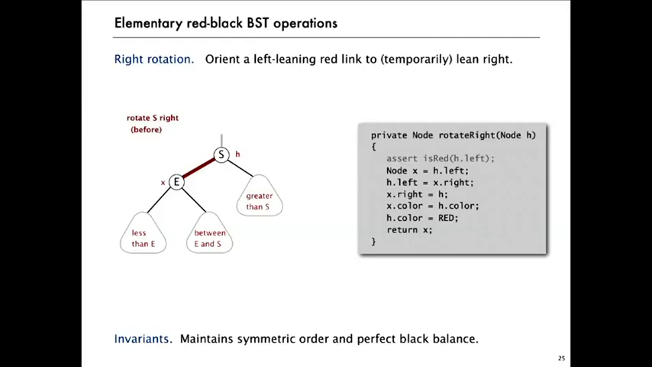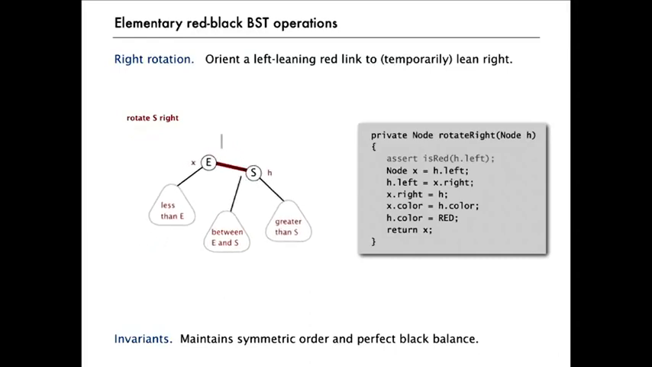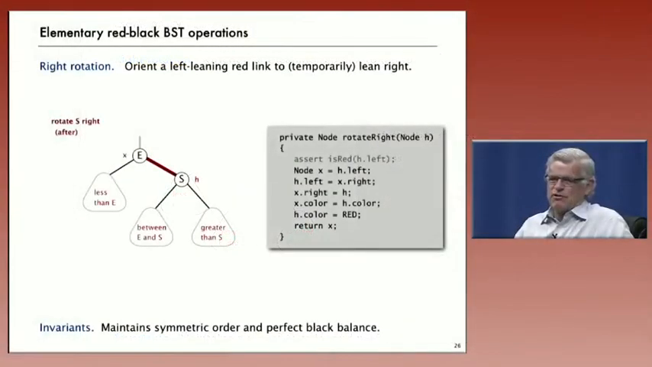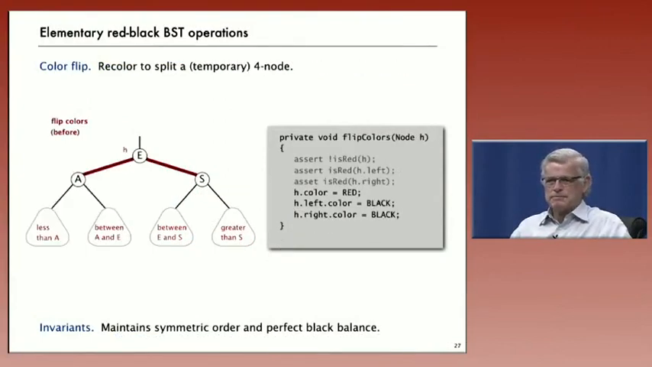Now x is h.left, and h.left is going to be x.right after the rotation. x's color is still going to be h's color, and h's color is going to be red. And the right rotation implements this. And again, that's going to maintain symmetric order and perfect black balance. We changed the way the red goes, but we didn't change anything about the black. Okay, that's a right rotation.